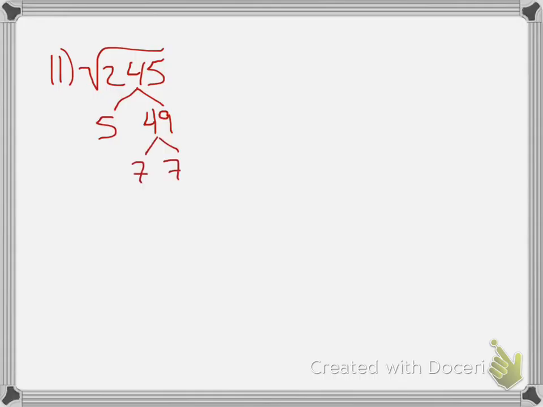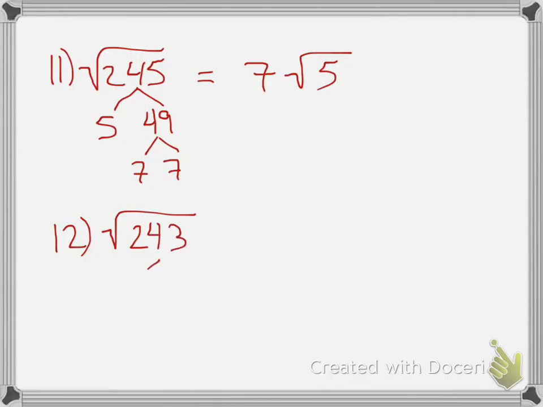At any time you need to pause these, go back, go for it. I'm going through these kind of fast because I don't want to make this too long. Alright, so we got 245. If it ends in a 5, I would try dividing by 5. So 5 and 49. 49, hopefully you recognize as 7 and 7. And there you go. So I've got 7 square root of 5 because I had a pair of 7s.